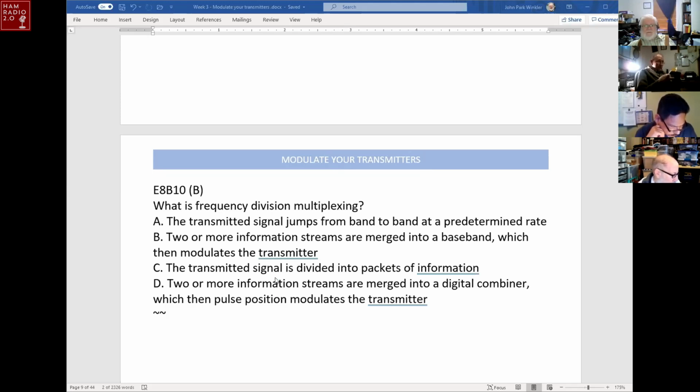And is there any answer in that that's likely to confuse? It's not in packets. It's not frequency hopping, and it's not nearly as complicated as pulse position modulation, which we don't want to go into here. So the answer is B.